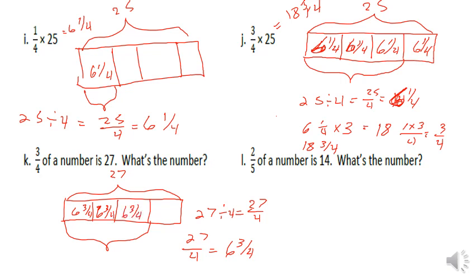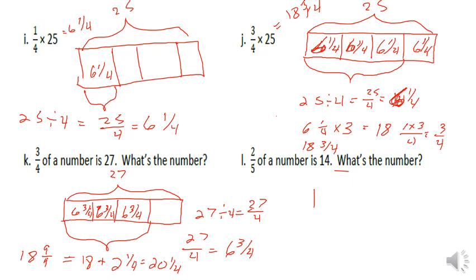Now if I just add these up, I got 6, 12, 18 for my whole numbers, and now I'm going to add my quarters, 3, 6, 9 quarters, which I know would equal, 4 goes into 9 2 times with 1 left over. So it would equal 20 and 1/4.